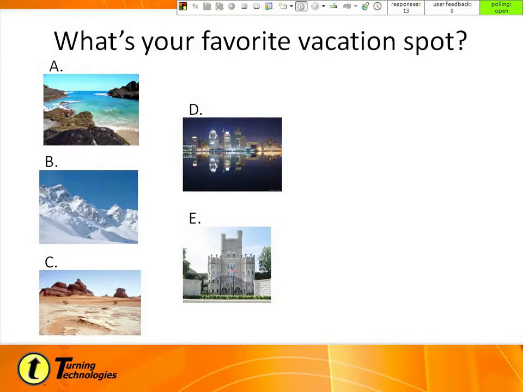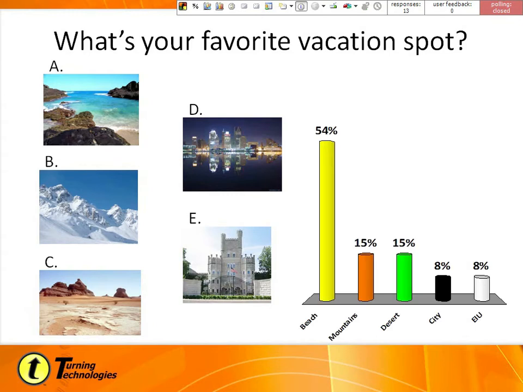Oh, now we have 13 people. Wow, somebody else is actually playing along. Oh, yay, thank you. I'm glad you joined us. Okay, lucky number 13. Thank you very much. Let's see where everybody's favorite vacation spot is.